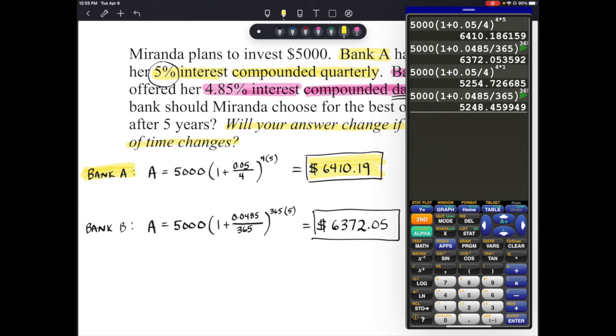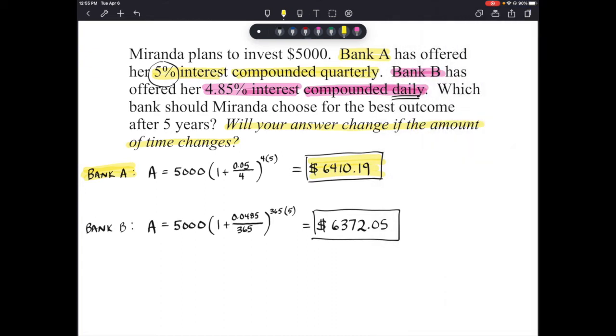Let's extend it out a little bit. Let's go to 10 years. Let's see what it would look like in 10 years. Okay, so go here. We're just going to add a 0 on. In 10 years for Bank A, it's worth $8,218.10. And in Bank B, at 10 years, $8,120. So it looks like Bank A again. So I think we can conclude from this that, will our answer change if the amount of time changes? No. Bank A is going to be the better deal.